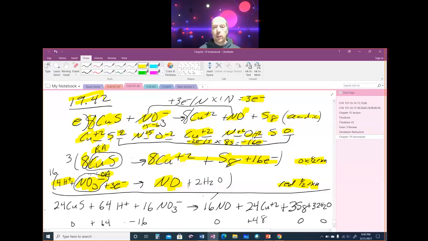So you have 4 H pluses, you need 2 H2Os. You check your oxygens, you got 3 on this side, you've got 1 plus 2, 3 on that side. So you have your balanced reduction half reaction. Now, before we can add them up, we have to have the electrons lost equal the electrons gained. So we have to multiply our oxidation half reaction by 3 to get 48 electrons lost. And we have to multiply our reduction half reaction by 16 to get 48 electrons gained.